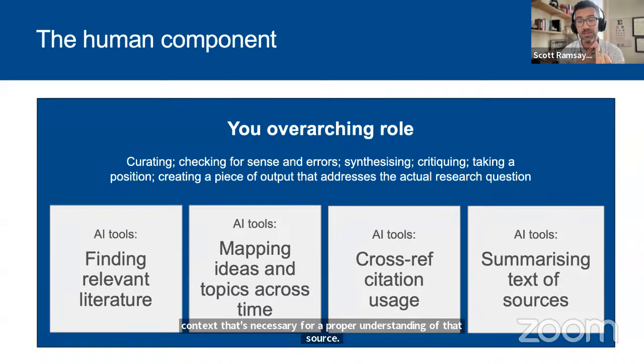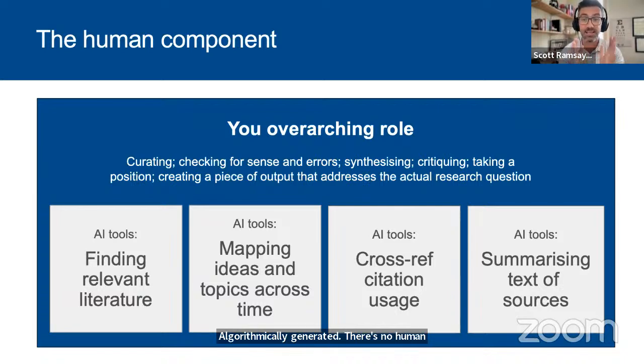Or also the summary may just be wrong. Let's not forget that all of these are algorithmically generated. There's no human checking that actually what's been summarized is an accurate reflection of the original full source. So be very careful. Use them in a way that you have checked, because as you can see in the blue box that surrounds all of this, your overarching role is this list of tasks.